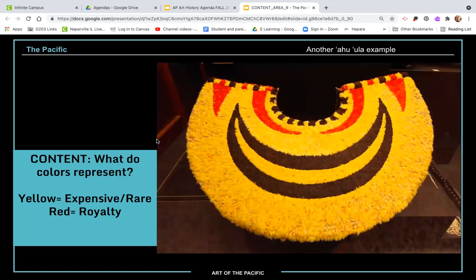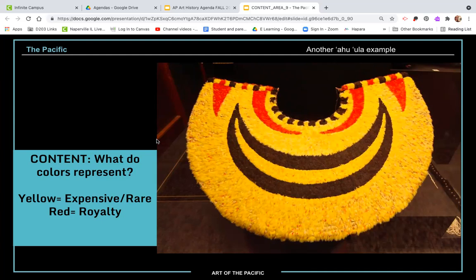Now, this is a slightly different version, but to know that yellow is the most expensive feather. And the reason it's the most expensive is it's rare. Those birds are not as common, and those birds, I think, have other colors of feathers to them. And so they only have a few yellows to pick. So it takes a long time to accumulate a lot of yellow. So they're very, very expensive. And then the red signifies the royalty. So the red is symbolic of the royal power.